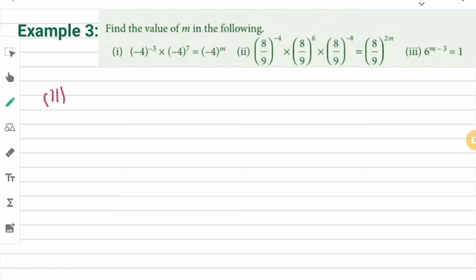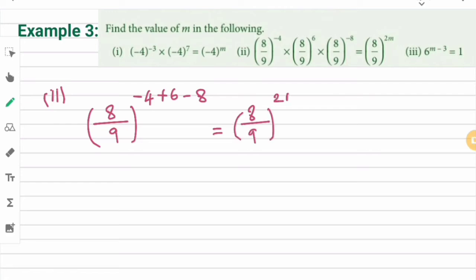In the second subdivision, you may notice all the bases are same. If same bases, we can add the powers, right? So shall I write it directly? 8 by 9 to the power, what are the powers? Minus 4 plus 6, plus into minus is minus, so minus 8. That is minus 4 plus 6 minus 8. And in the right hand side, 8 by 9 to the power 2m.